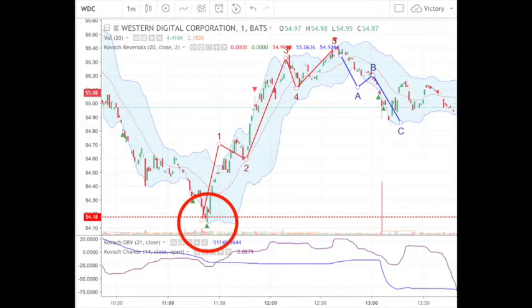So if you notice here, we have a big bounce off of that level, and if you remember from Elliott Wave theory, the impulse wave often starts off of a correction from something beforehand. The optimal entry point for this trade would be at this level here.